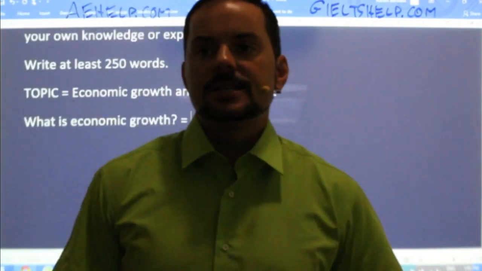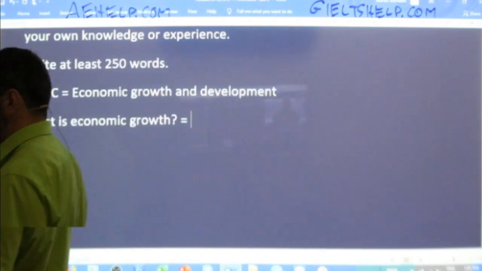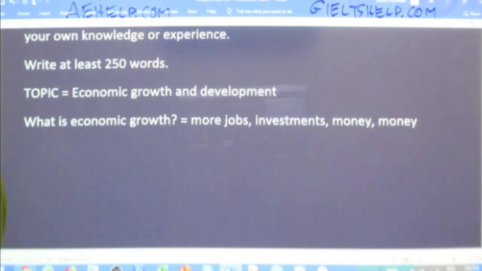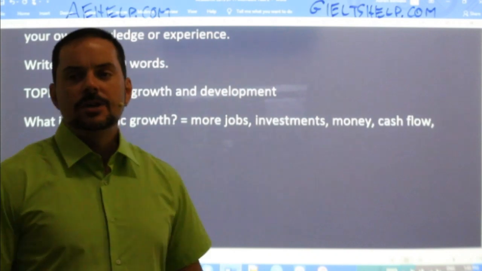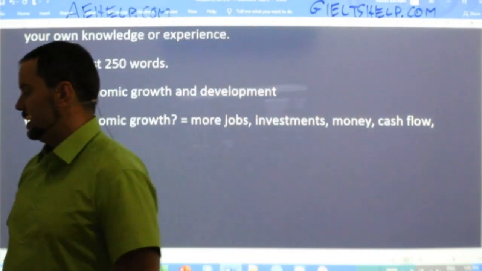So Marwa says it means more job opportunities, more investments, better financial situation. Money flow, or cash flow. Sure. Increase in GDP, Preeti says. Yeah, everybody know what GDP actually means?